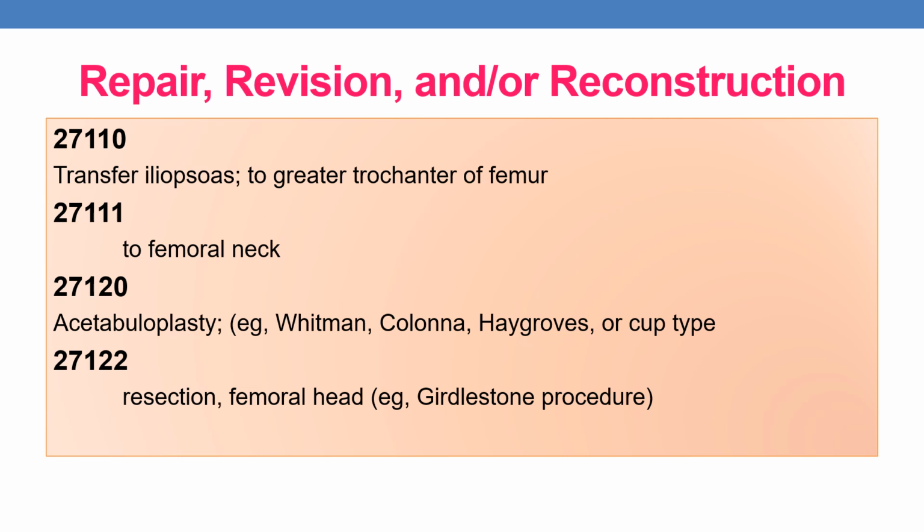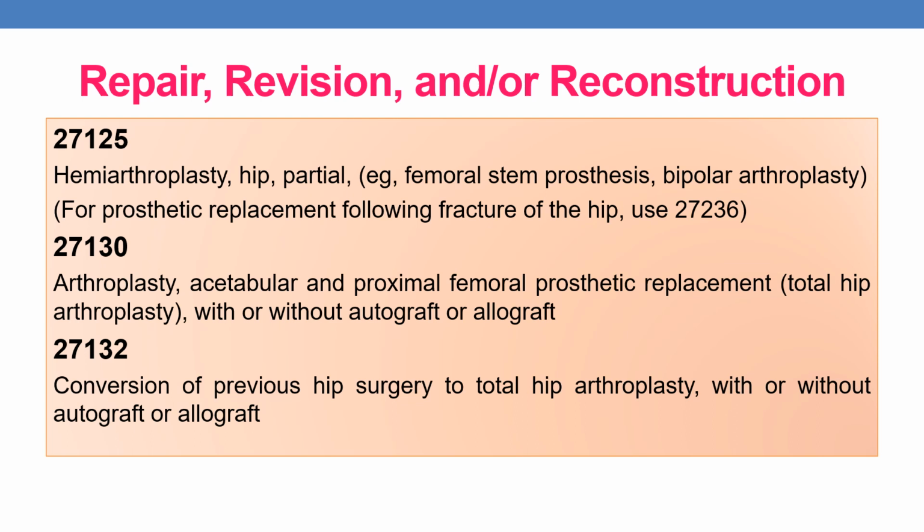Example: Whitman, Colonna, Haygroves or cup type. The next is 27122. It deals with acetabuloplasty with resection of femoral head. For example, Girdlestone procedure. The next CPT is 27125. It deals with hemiarthroplasty hip partial. For example, femoral stem prosthesis or bipolar arthroplasty. And for prosthetic replacement following fracture of the hip, use 27236.